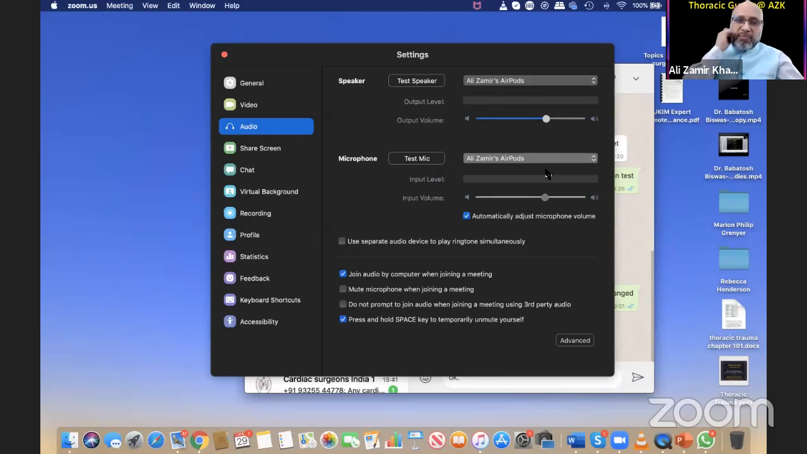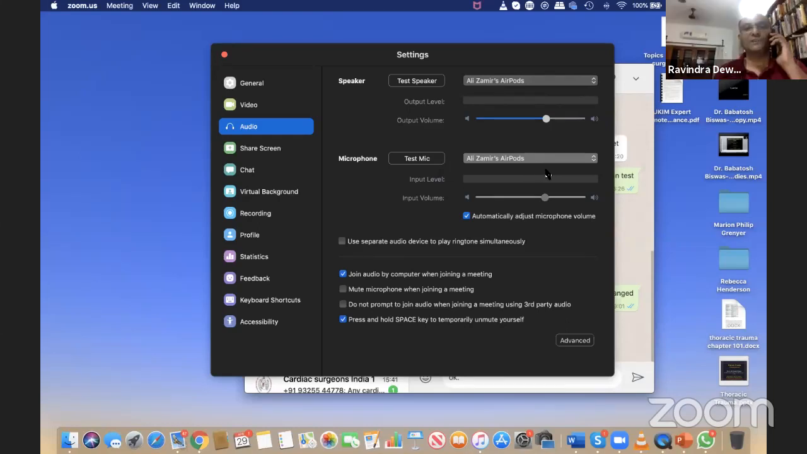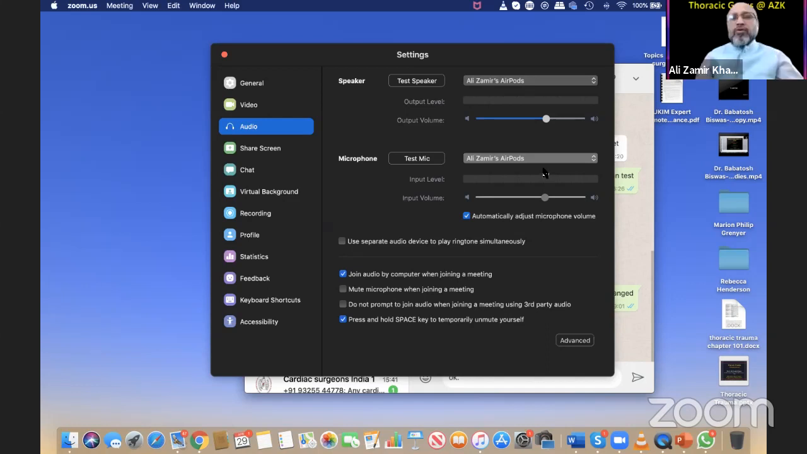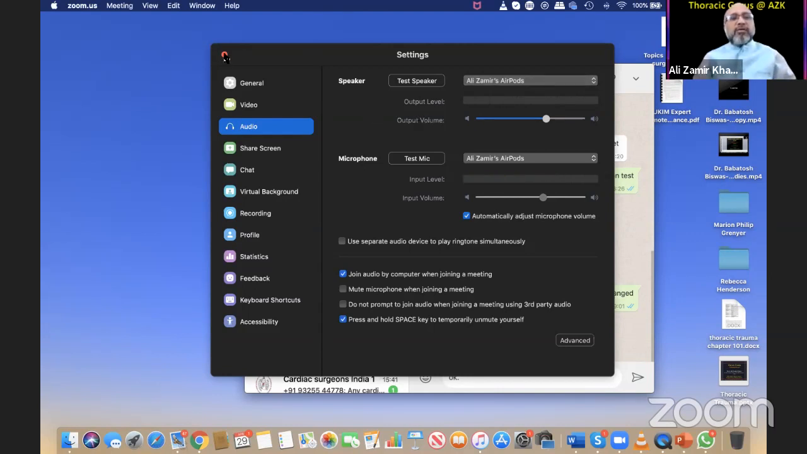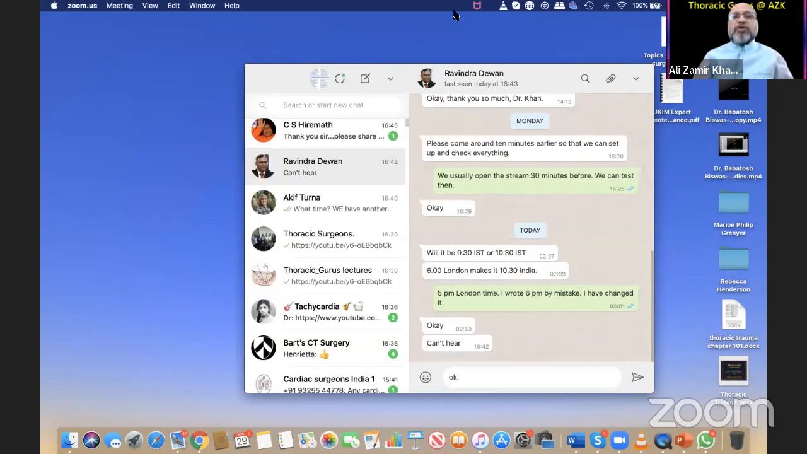Can you see my desktop? Yes, built-in microphone and built-in. Well, the speaker has come. I can hear your voice now. Can you hear my voice? Okay. Yeah, I can hear you very well. So I think we are on. Okay, so I will stop sharing my thing, and now you have to share your desktop. I will share my desktop.